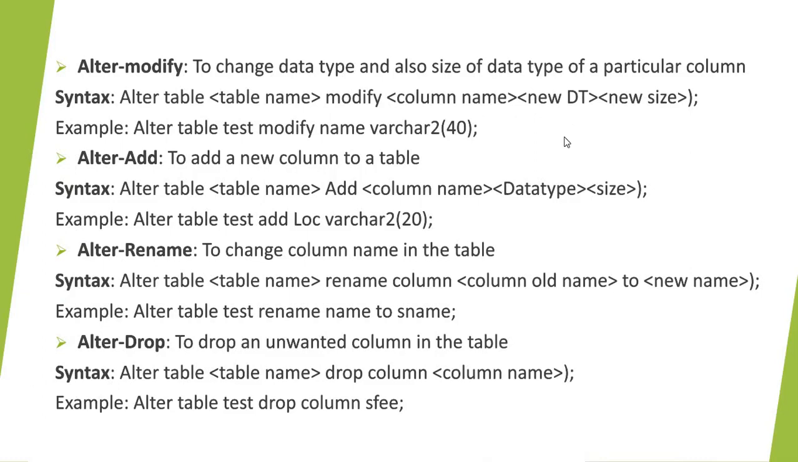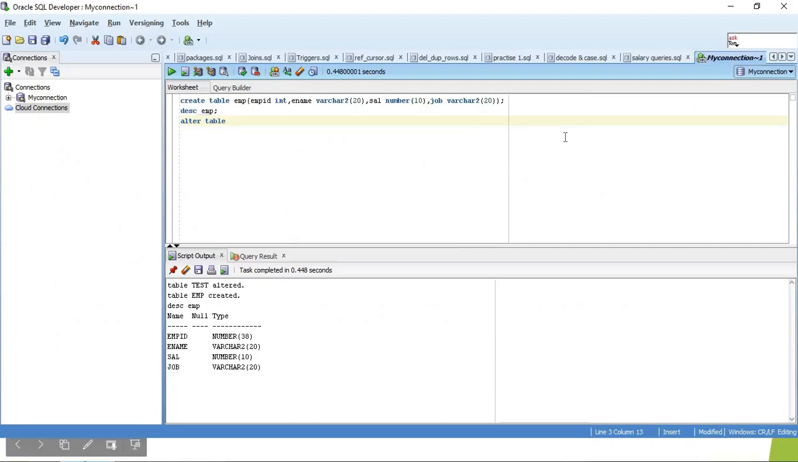Let's see. Alter table, table name. What is the table name? Employee. And modify. Next, column name. For which column do you need to make a modification? That is the salary column. So salary. The data type is the same. We don't want to change any data type. Number.